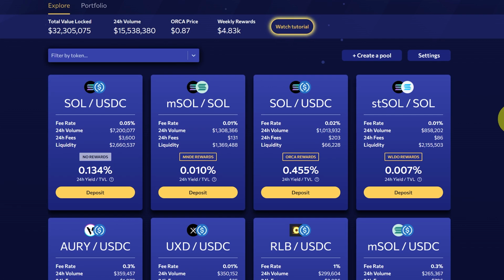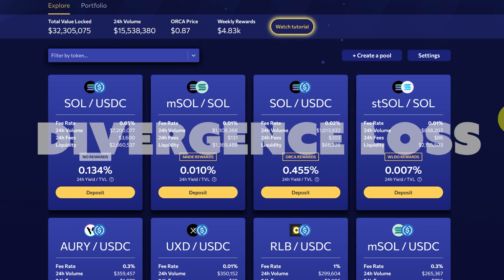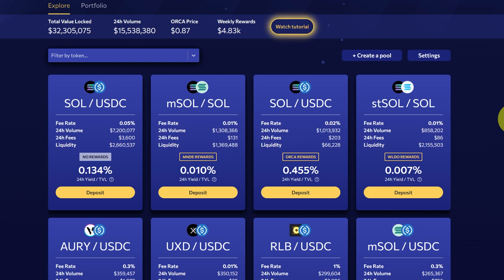Now remember, there's something called divergence loss, also known as impermanent loss. We covered that in the previous tutorial, so I won't cover it again. Essentially, my goal is to get more rewards than what the divergence loss would be. We have no way of knowing if that's going to be the case. We can only anticipate. Generally, with things like SOL and USDC, or maybe MSOL and SOL, these are going to have a lack of divergence loss, generally.